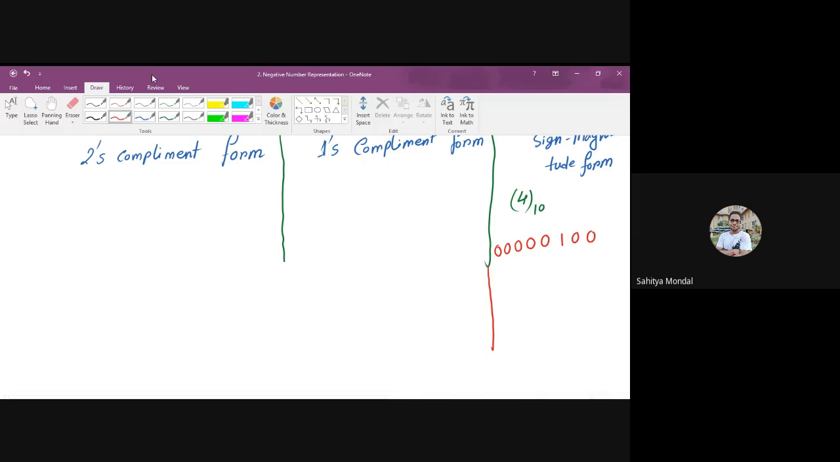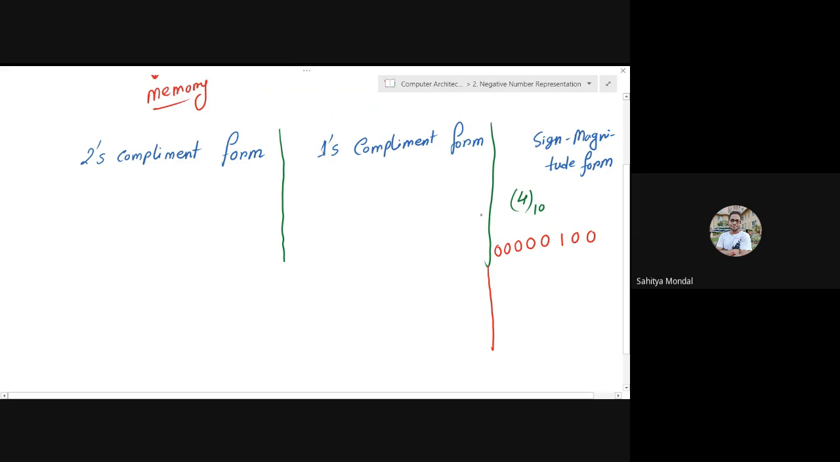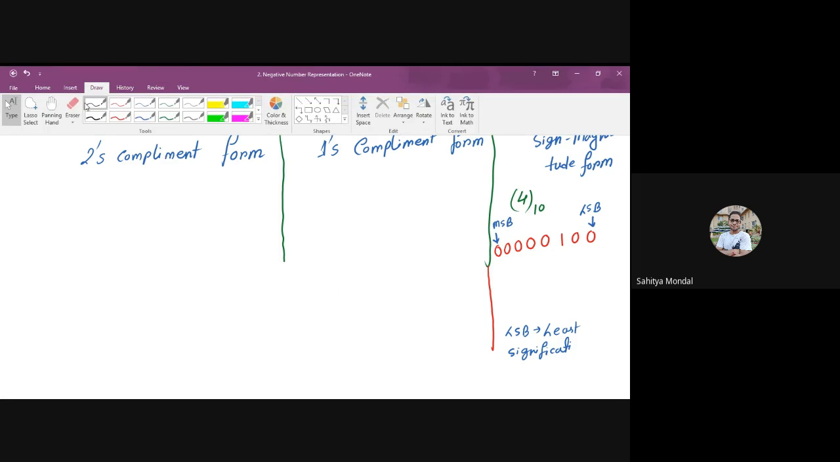Now this is the leftmost bit and this is the rightmost bit. This bit is called the LSB and this bit is called the MSB. What is LSB? Least significant bit.